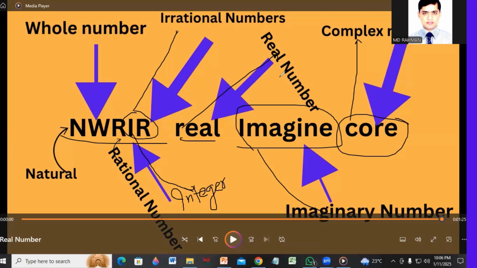Now, what is the important thing? We have to just memorize the names of the numbers. What are the types of number? That is, 8 types of numbers, right? And if you learn by this way, whole number, natural number, irrational number, in this way you will forget it.